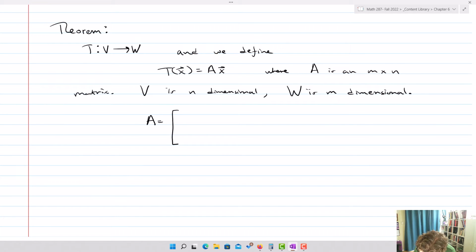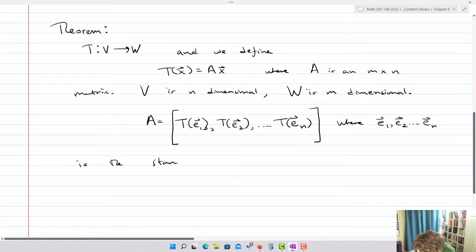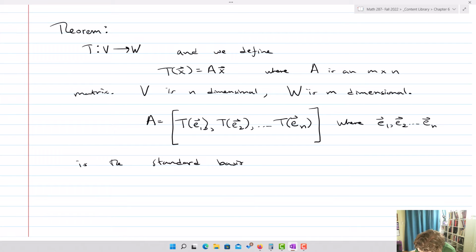Then what that's going to give us is that A is going to equal T of E1, T of E2, all the way out to T of EN, where E1, E2, and so on, up to En, is the standard basis for V. So basically, if we can figure out the standard basis of V, we can figure out what the linear transformation is under the standard basis.